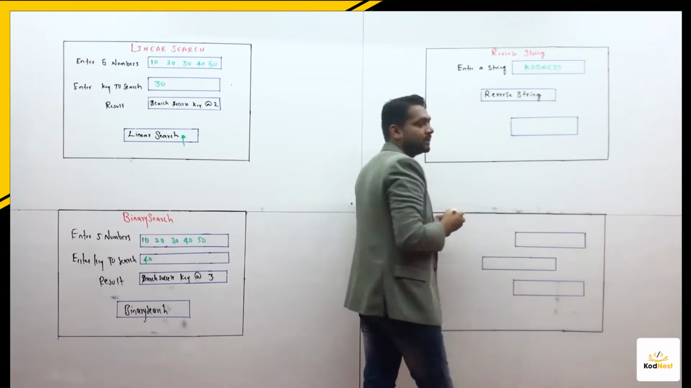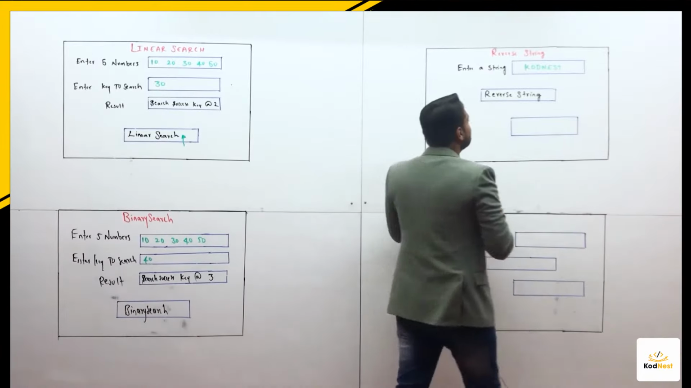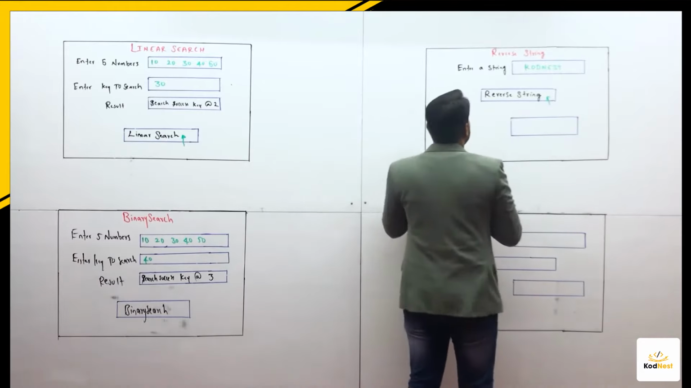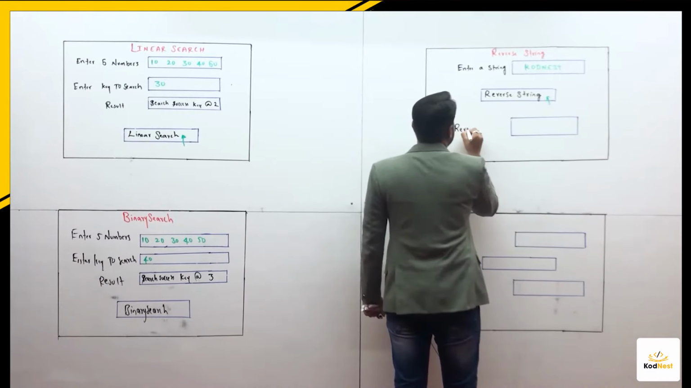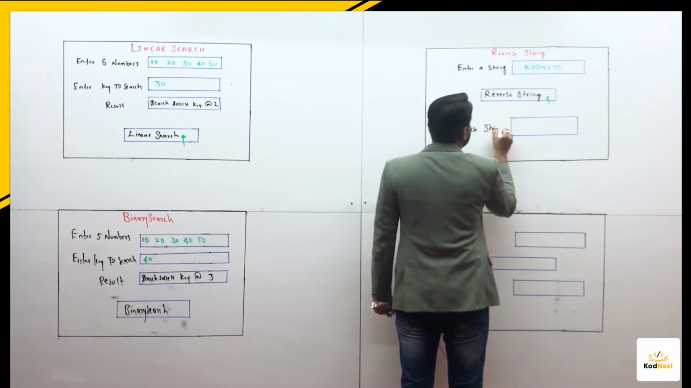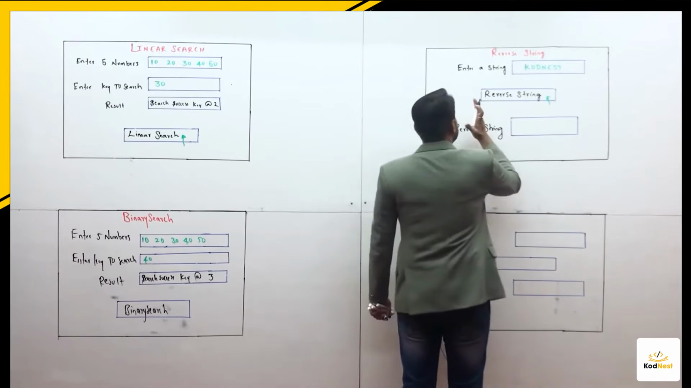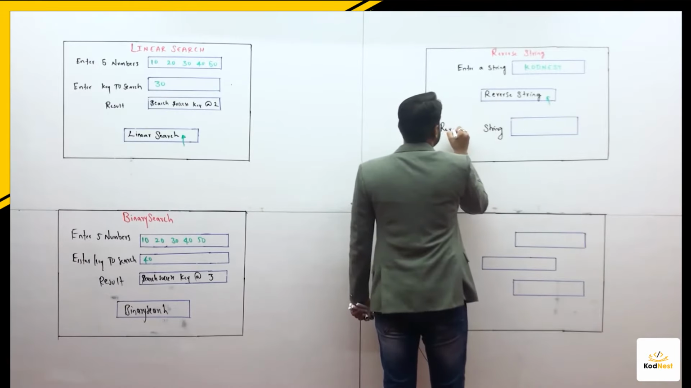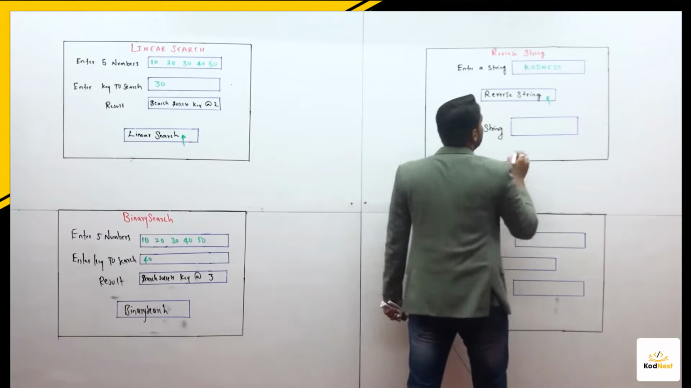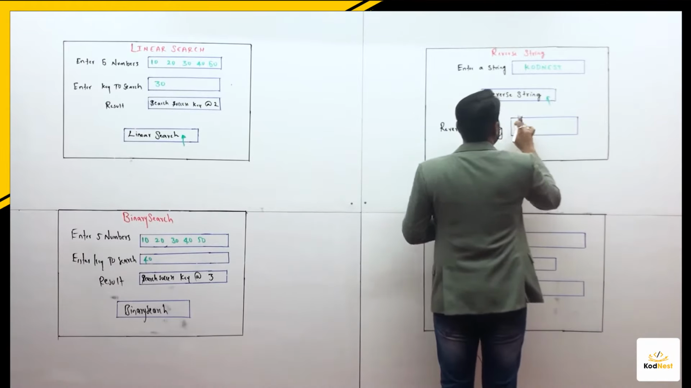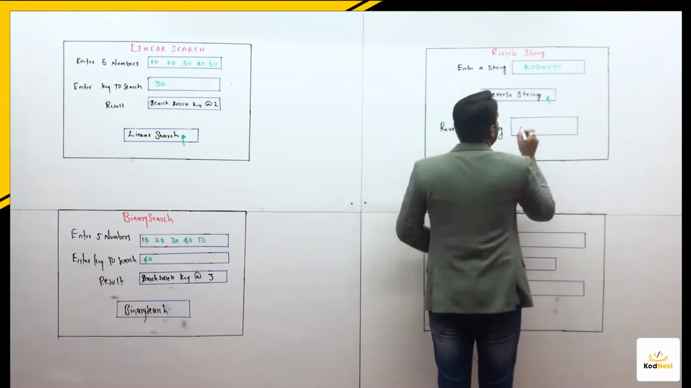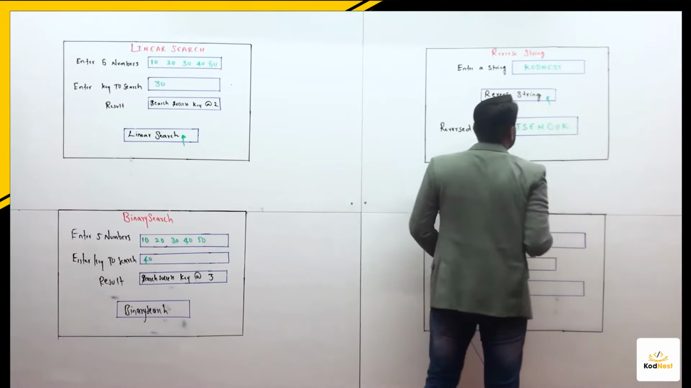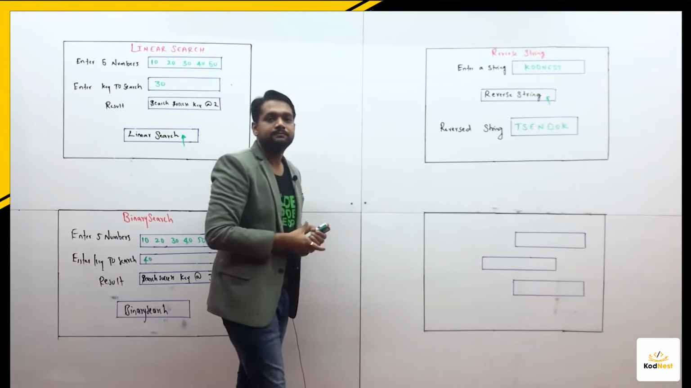One button would be given. If you click on that button, you should have one label, Reversed String. Here the output should come like this, TSENEDOC, like that it should come.